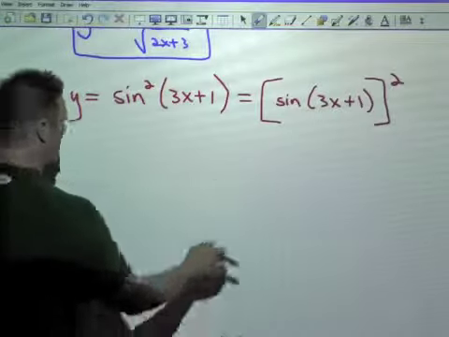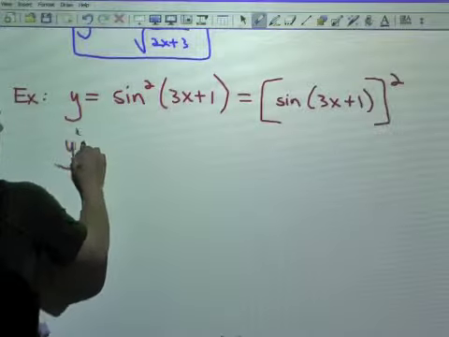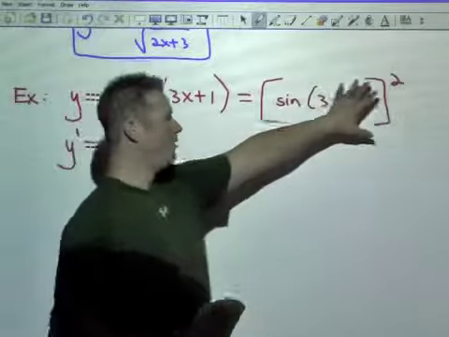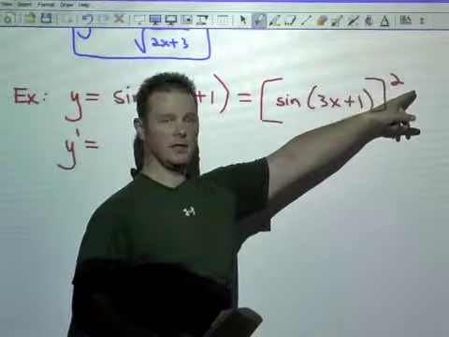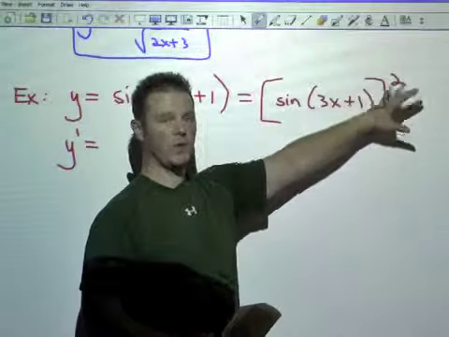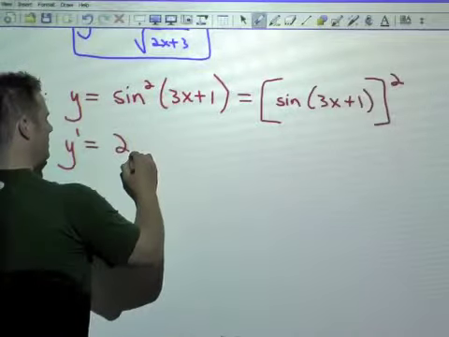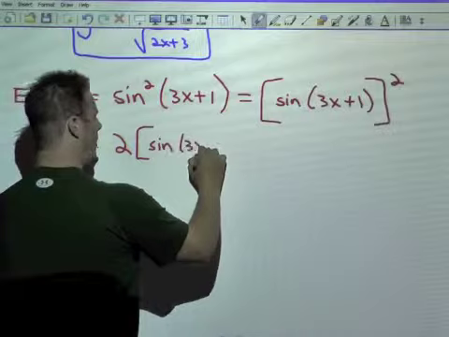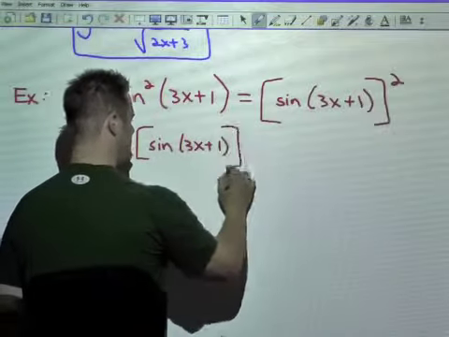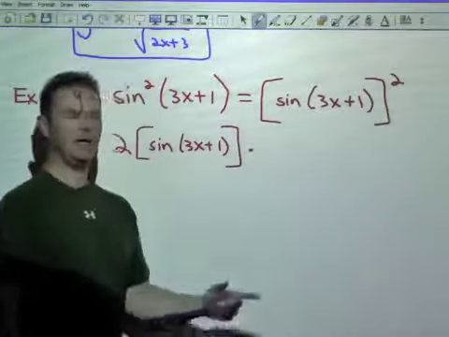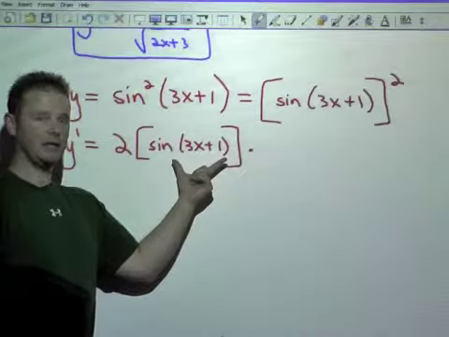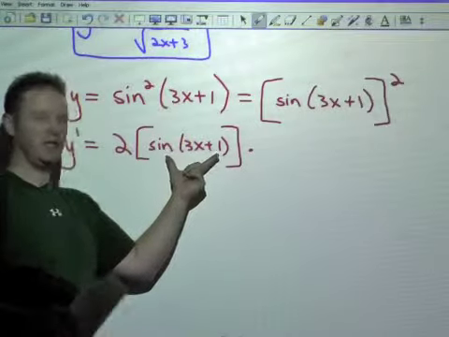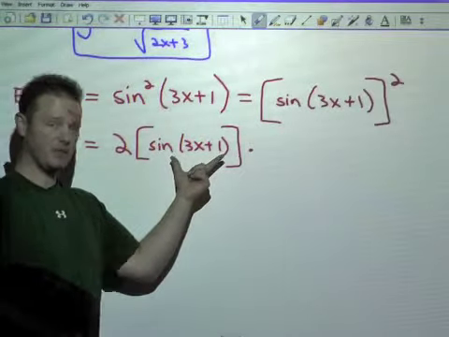Okay, so here's the way I would think about this one. I think about the outermost function is something squared. So the derivative of something squared is 2 times that something. Lower the power by 1, which is 1. But now I have to multiply by the derivative of the inside. But notice that the inside function is itself a composition.